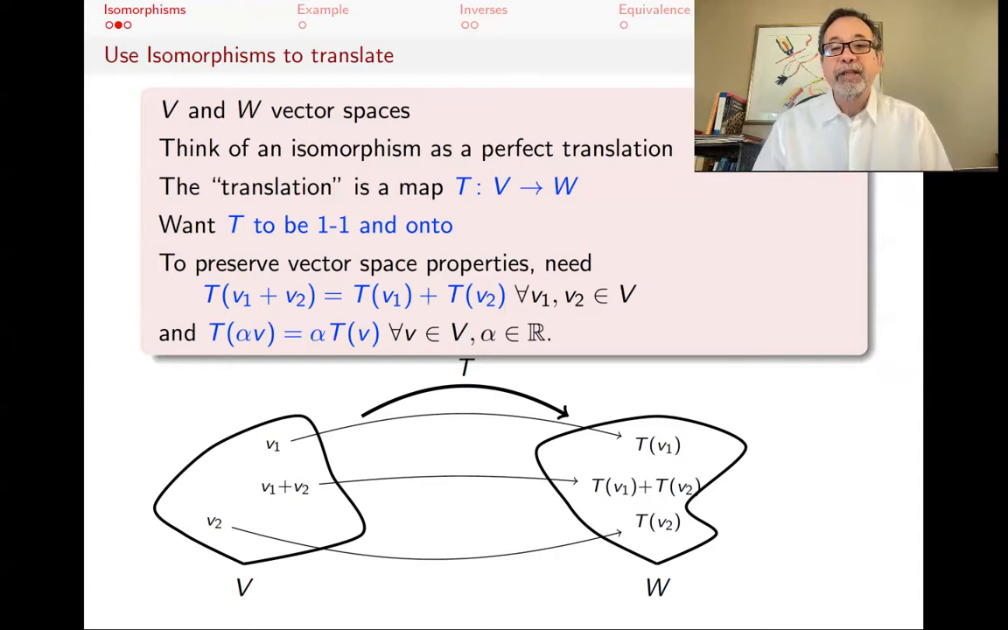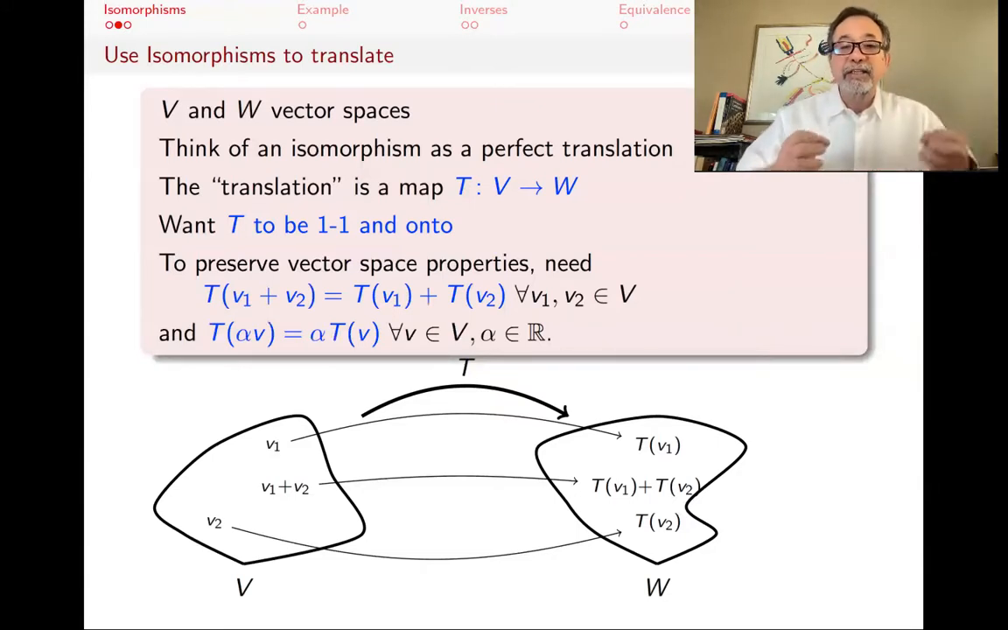Okay. So these last two properties are exactly the linear transformation properties. A function that has just these two properties, T of V1 plus V2 is T of V1 plus T of V2, and T of alpha V is alpha T of V, is a linear transformation. So an isomorphism is a linear transformation that's also one-to-one and onto. And we have talked about linear transformations in previous videos.